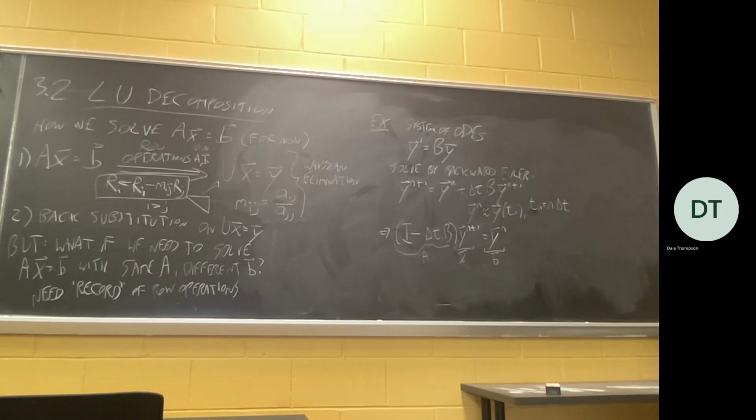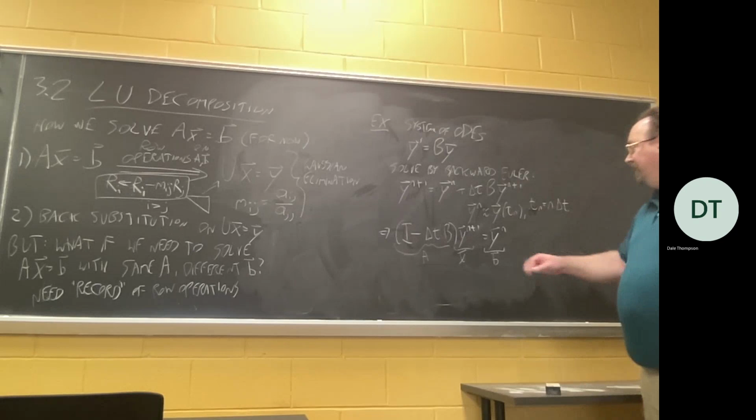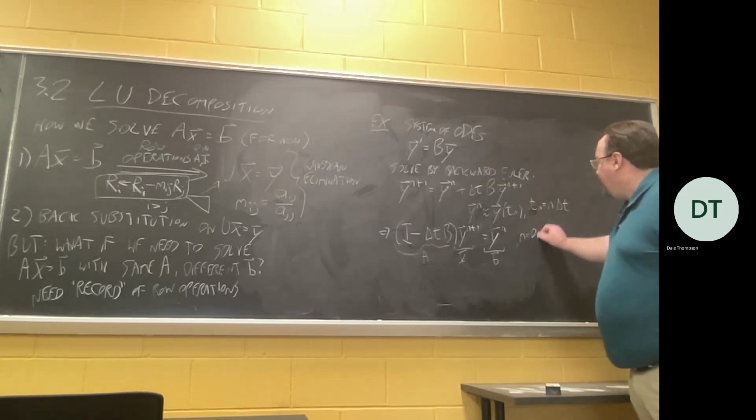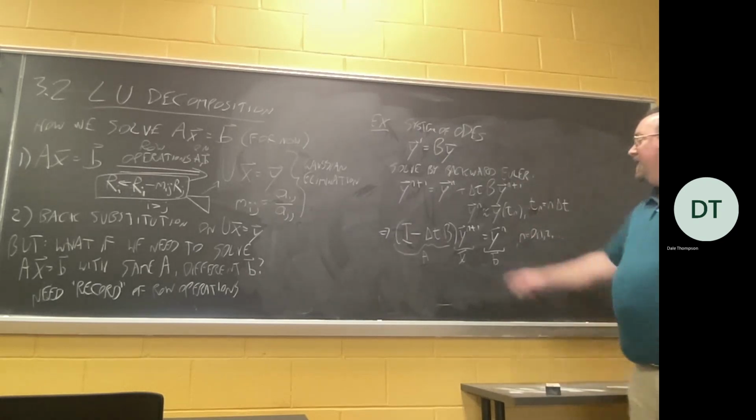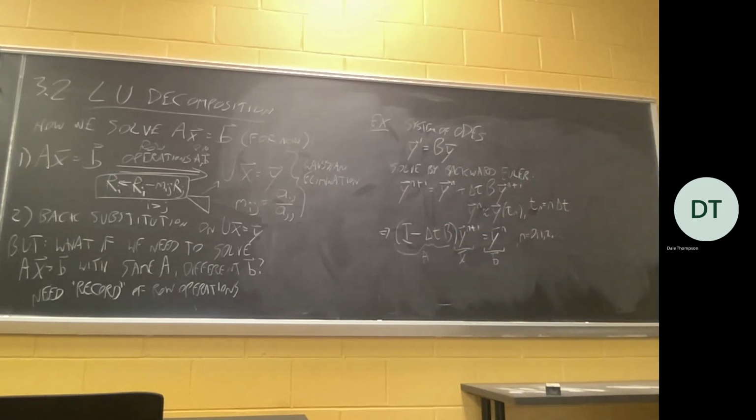So time stepping to compute the solution y(t), this approximation of it, would require solving many systems of equations, because this happens for n equals 0, 1, 2, and so on. Same matrix, different right-hand side. So it is a real thing.